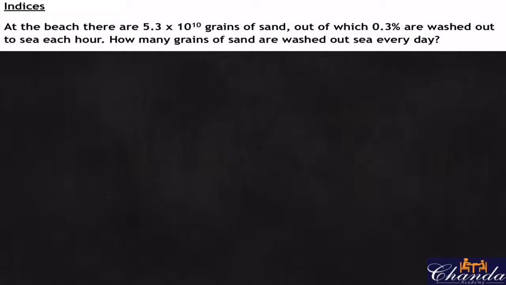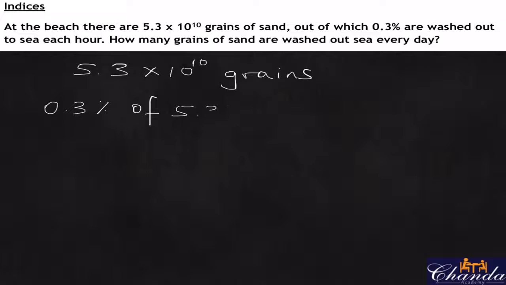So let's have a look at the very first question. It says, at the beach there are 5.3 times 10 to the power of 10 grains of sand, out of which 0.3% are washed out to sea each hour. Now, how many grains of sand are washed out to sea every single day? So let's have a look at this. So we have 5.3 times 10 to the power of 10 grains of sand. Now, 0.3% of the 5.3 times 10 to the power of 10 are washed out to sea every single hour. So let's do this math.